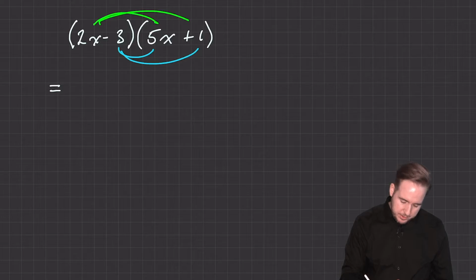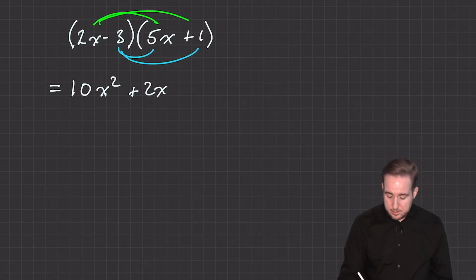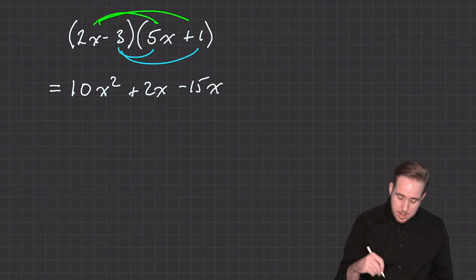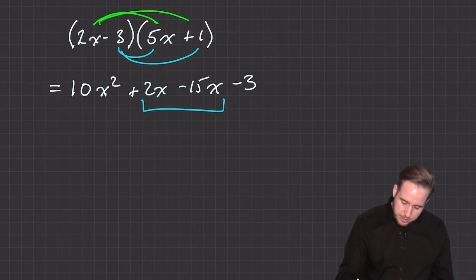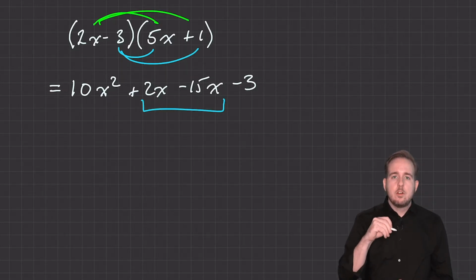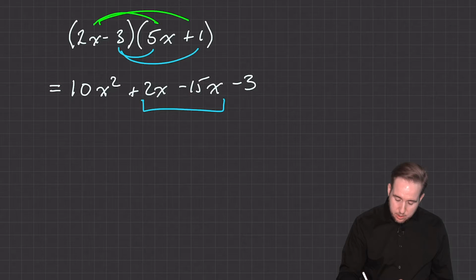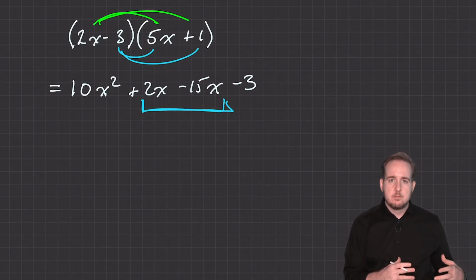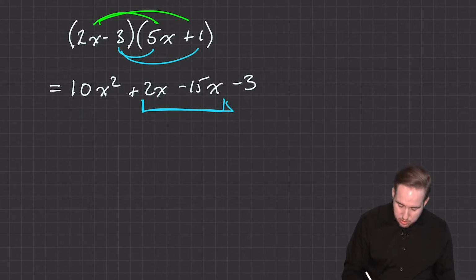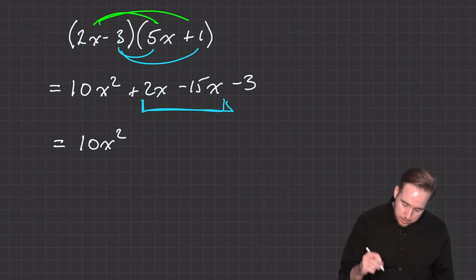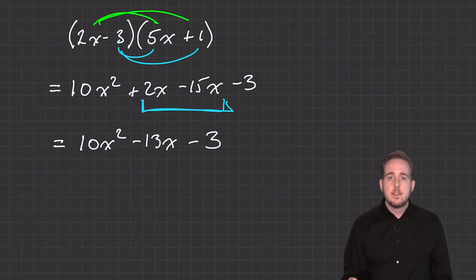So 2x times 5x is 2 times 5, 10, x times x, x squared. 2x times 1 is plus 2x. Minus 3 times 5x is minus 3 times 5, minus 15, and the x just sits there. And minus 3 times plus 1 is minus 3. Again, like terms, very common. And if you always draw the arrows in the same way and you always do your multiplication in the same order, then your like terms will always show up in the same place. So you can really get into a rhythm and get into a habit, and you'll find it's not that difficult. So this is 10x squared plus 2 minus 15 is minus 13x minus 3, like that.